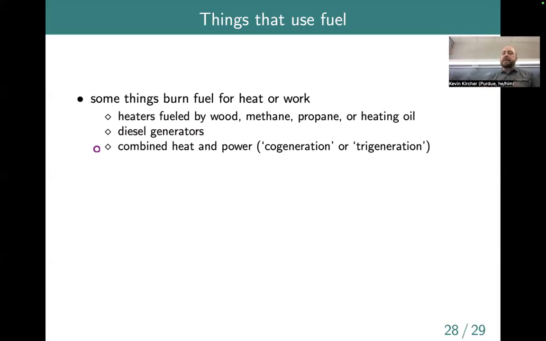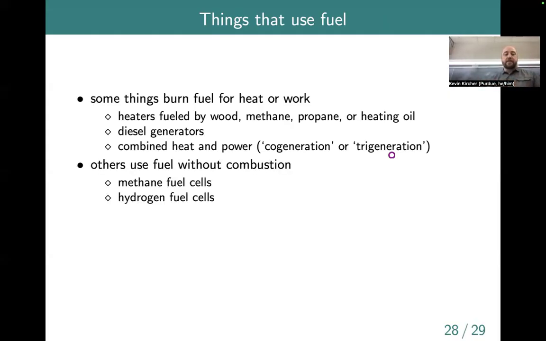And there's what's called combined heat and power, which is also known either as cogeneration, if you provide, say, steam for space heating and also electricity, or trigeneration, which is what the Purdue utility plant does. So they produce chilled water, very cold water that's used for space cooling. They produce steam that's used for space heating, and they produce electricity.